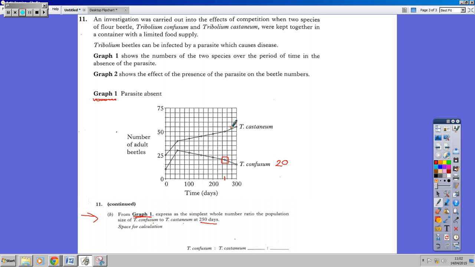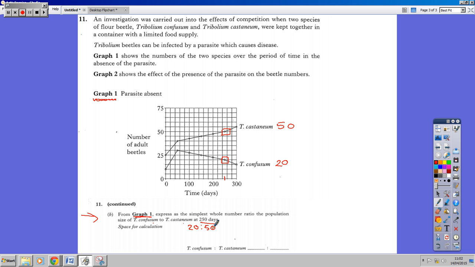And for castaneum, at 250 days it's here, and that goes across to 50. So we've got 20 for confusum and 50 for castaneum. If we take those numbers and put them down, making sure, as we said, we put them on the right side, the ratio is 20 to 50.